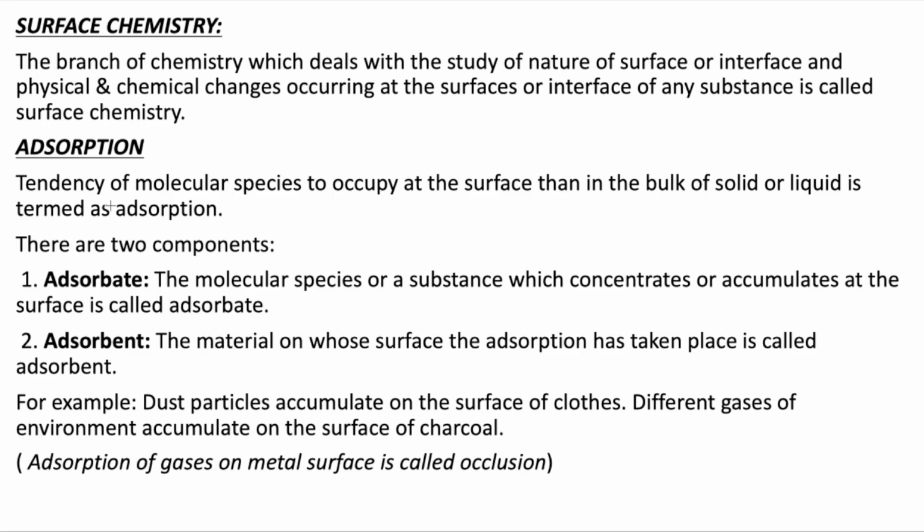Alright, so surface chemistry is basically the branch of chemistry that deals with the study of the nature of the surface or the interface, and the physical and chemical changes occurring at the surfaces, and that's what is surface chemistry, right? Generally, the topic which we study in surface chemistry is adsorption. Adsorption is a property, or the tendency of the molecule to occupy the surface rather than the bulk. So if this is the compound on which the adsorption has to be done, this is called the adsorbent.